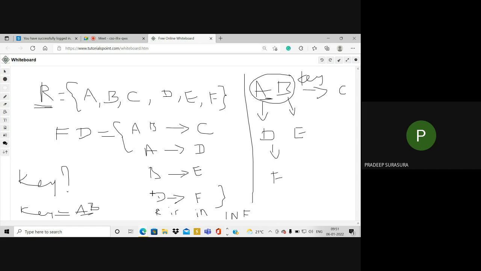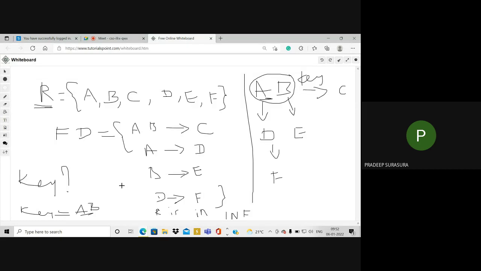Any questions? Hope you guys are understanding. I repeat again. First, deduce the key. Once you have known the key, write down the definition of first normal form. The first normal form definition goes like this: all values in a given relation must be atomic. Then write, since in R we observe that there are no multi-values, so we say that R satisfies 1NF.